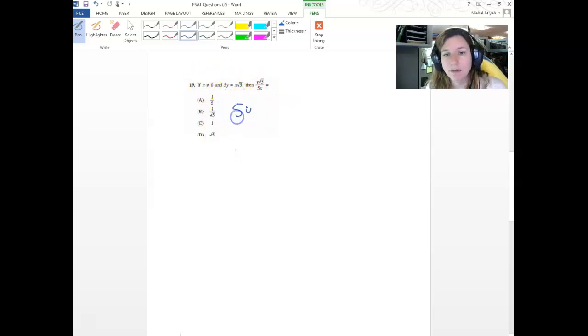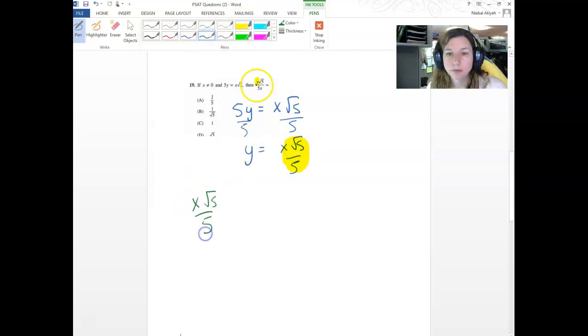Here we have 5y equals x square root 5. And I can solve that for y, again, similar to the first question, so that I can remove the y in this expression. So we'll divide by 5. So y equals x square root 5 over 5. So here where you see a y, we're going to replace it with x square root 5 over 5. And that y is being multiplied by square root 5 over 5x.